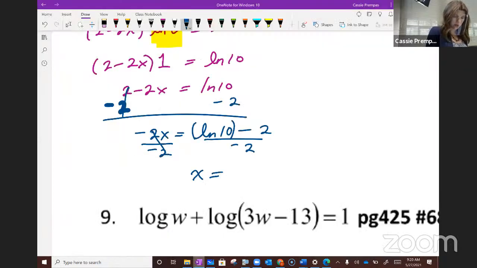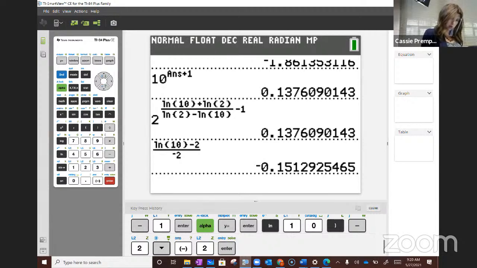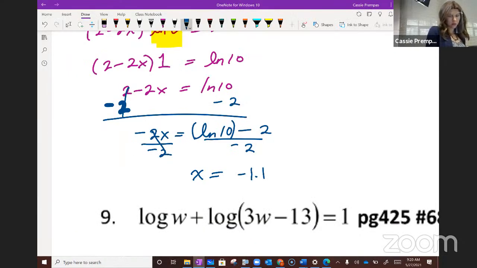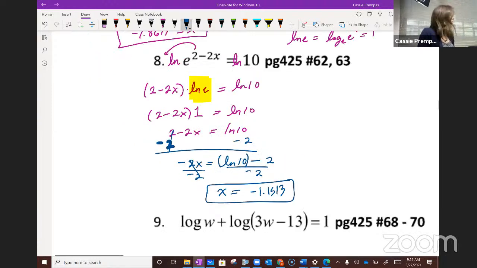Negative 1 point, what did I just say? 1513. 1513. And that would be my answer. Could I check this? Yeah, I'd plug it back in for x in the same way that we did and see does it equal 10.